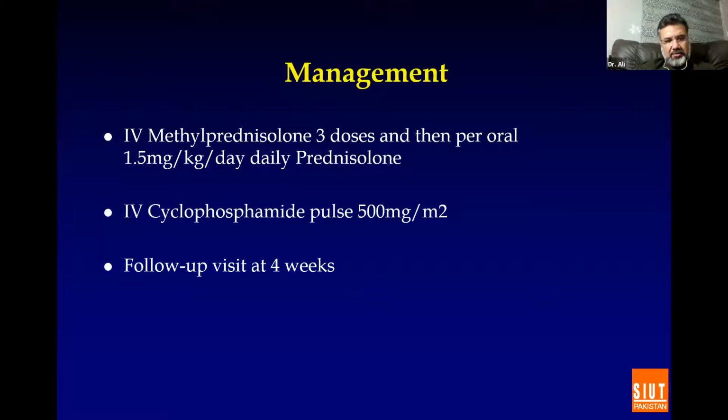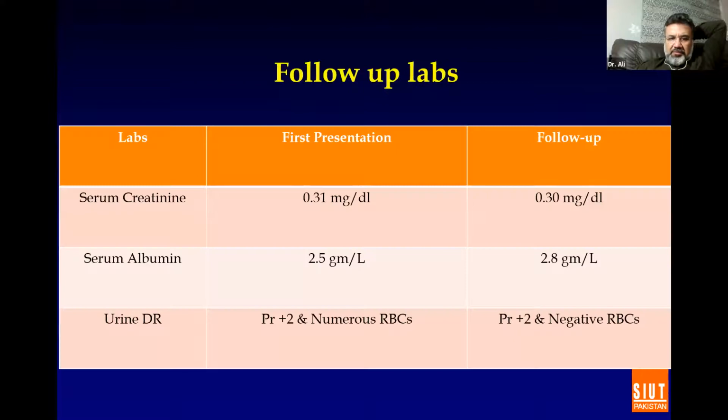Then we wanted to see the result, and we said we'd see her back in a month's time. After one month, when she came back, her renal functions were still preserved. Her albumin was still low, but slightly better than before, with the same proteinuria, but this time negative RBCs. So the sediment had settled, her hypoalbuminemia was improving, and renal functions were preserved.